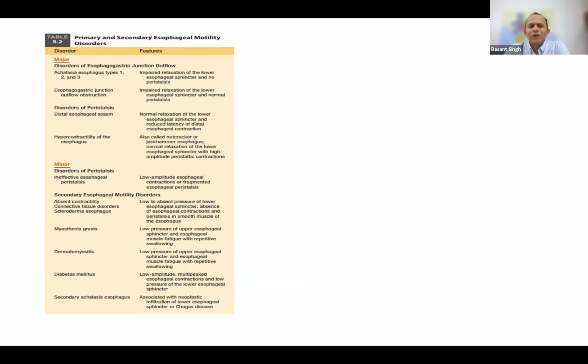So IEM is kind of a diffuse term. So in these patients, they have normal relaxation of the lower sphincter, but the peristalsis is a kind of low amplitude contractions. It's kind of a failed peristalsis. Okay. So this thing is there in other pathologies as well. So this is kind of a diagnosis of exclusion.